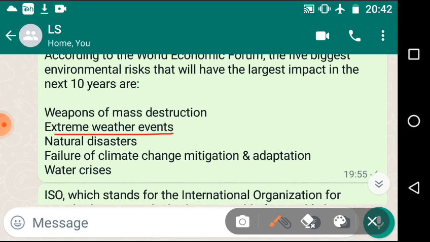So extreme weather events will have a huge impact on the environment over the next 10 years. Natural disasters will occur, like earthquakes, tsunamis, etc. Failure of climatic change mitigation and adaptation. So climate change will occur, and extreme types of climate will occur. That means too hot or too cold, these types of climatic events can occur.